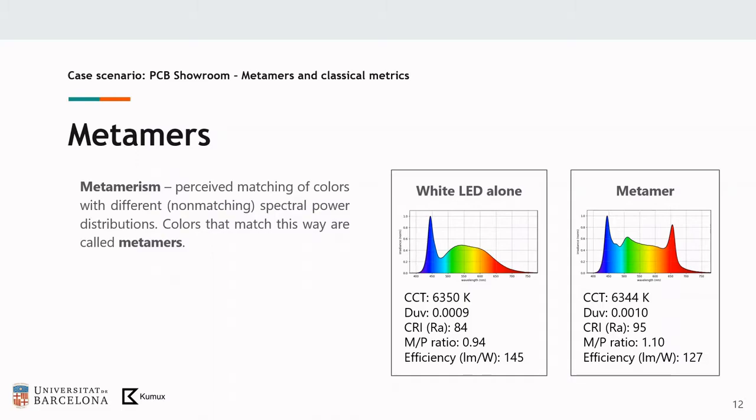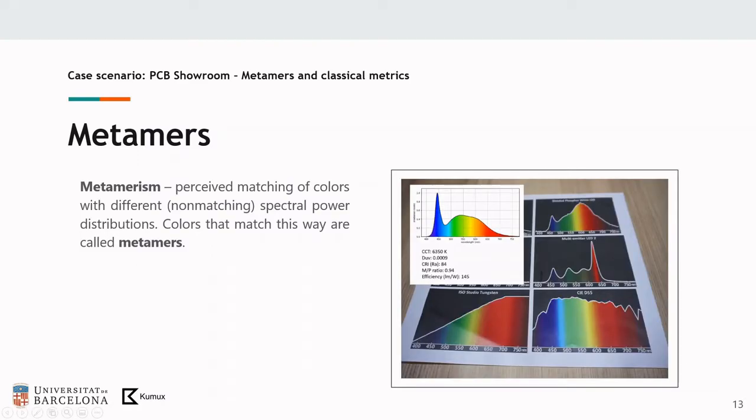One of the most interesting possibilities of the system is the production of metamers. Many spectra can appear the same, but they can have very different light properties. Metamerism is the perceived matching of colors with different non-matching spectral power distributions. Colors that match this way are called metamers. If two light sources with different spectra are directly observed, it is possible to perceive the exact same color if they are metamers. However, they can deliver different light properties, such as CRI or MP ratio, and of course, they can have different energy efficiency.